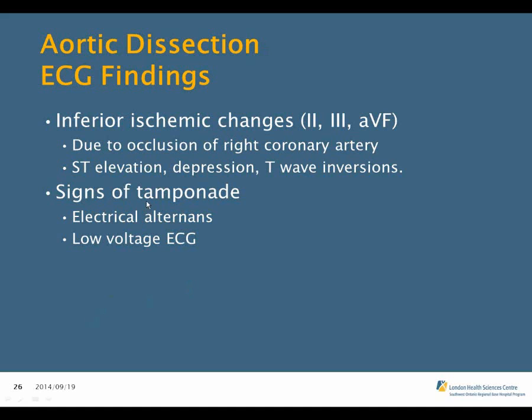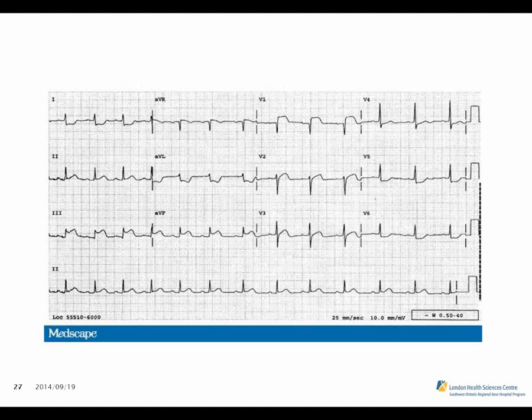You can actually see signs of tamponade on ECG, and these are electrical alternans or low voltage ECGs. And I have a couple of diagrams that show this. So this is a 12-lead ECG showing an inferior ischemic pattern. And if I were to be given this ECG in the emergency department, I'd call this a STEMI. But this could very well be a dissection with that right coronary artery occluded.